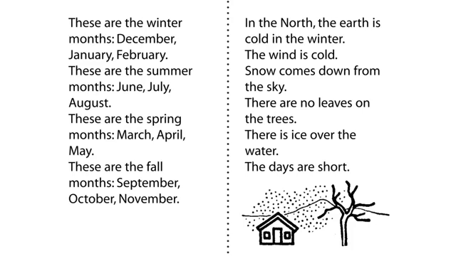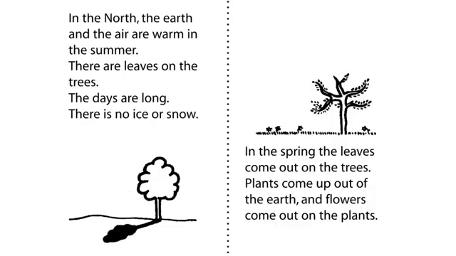In the north, the earth is cold in the winter. The wind is cold. Snow comes down from the sky. There are no leaves on the trees. There is ice over the water. The days are short. In the north, the earth and the air are warm in the summer. There are leaves on the trees. The days are long. There is no ice or snow.